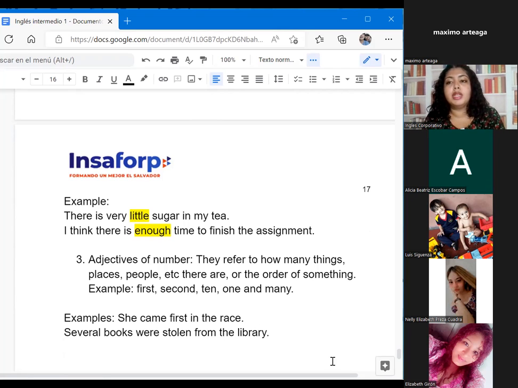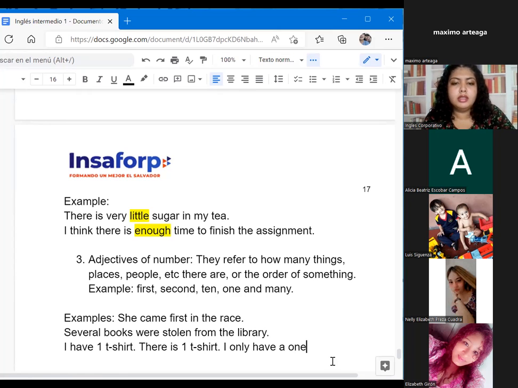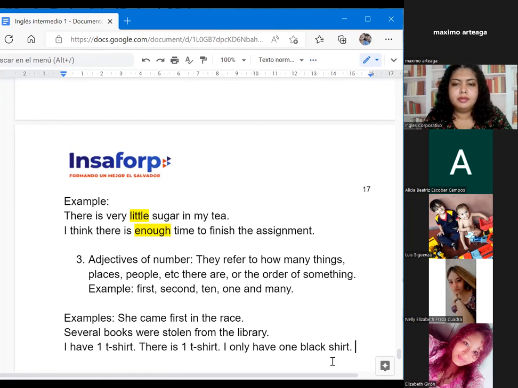And if we want to use the numbers, we can have some examples. Like, I have one t-shirt, or in this case, there is one t-shirt, or I only have one black shirt. We're using two adjectives in this case, but we are using one also. I only have one black shirt. We are talking about the shirt that is just one, and we're using the color.